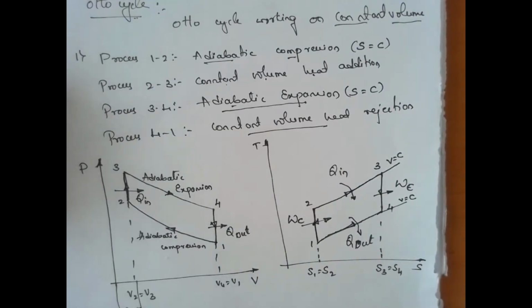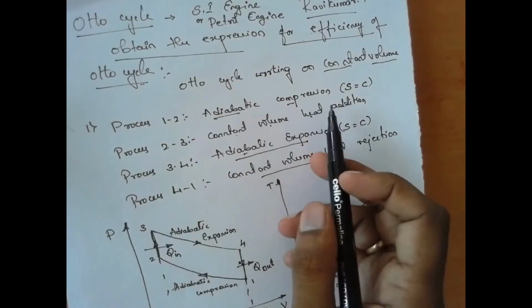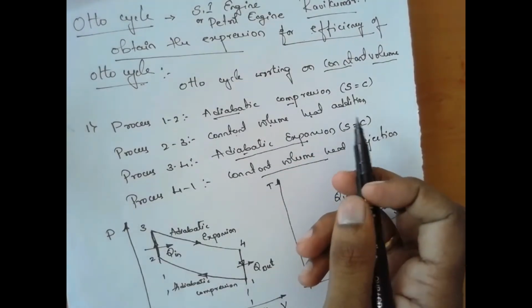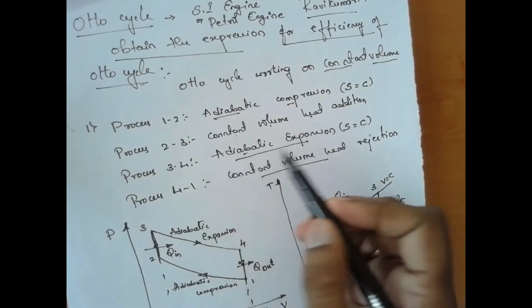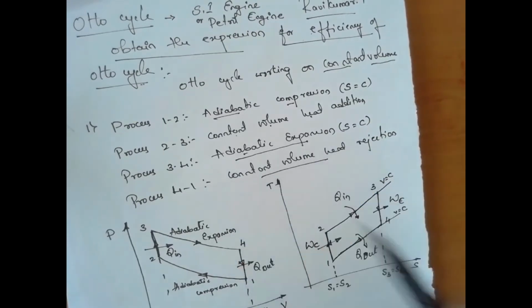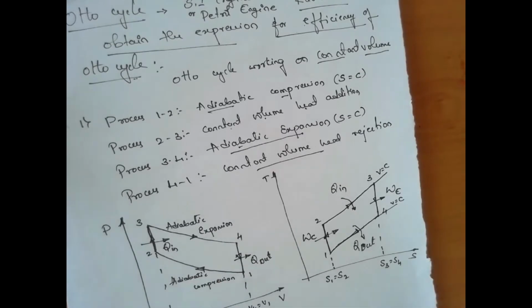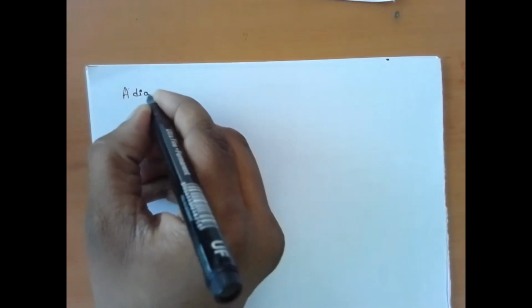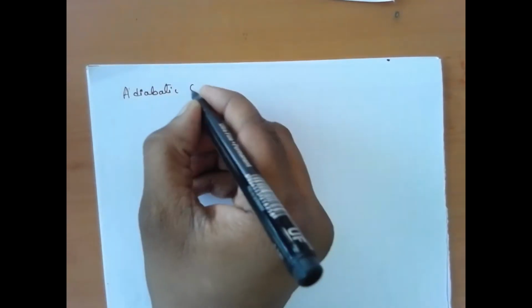Now we shall look into the expression. Process 1 to 2 is adiabatic compression. Process 2 to 3 is constant volume heat addition. Process 3 to 4 is adiabatic expansion. 4 to 1 is constant volume heat rejection. So this is the PV and TS diagram of the Otto cycle. Let us see how to find the expression for the Otto cycle. The first process is adiabatic compression.